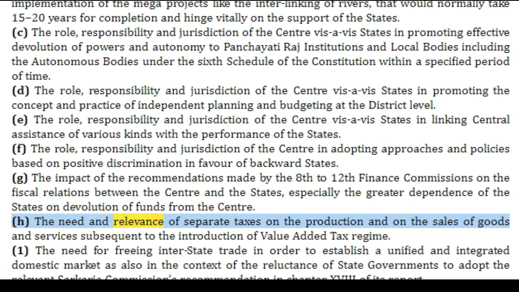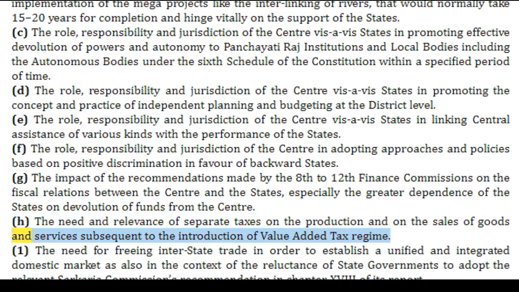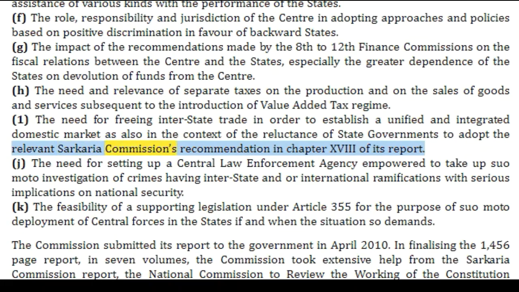H. The need and relevance of separate taxes on the production and on the sales of goods and services subsequent to the introduction of value-added tax regime. I. The need for freeing interstate trade in order to establish a unified and integrated domestic market, as also in the context of the reluctance of state governments to adopt the relevant Sarkaria Commission's recommendation in Chapter 18 of its report.